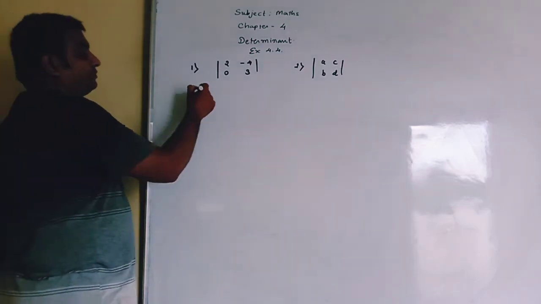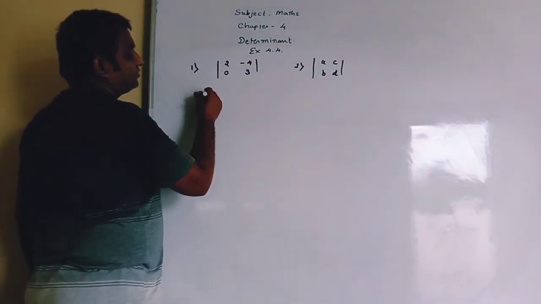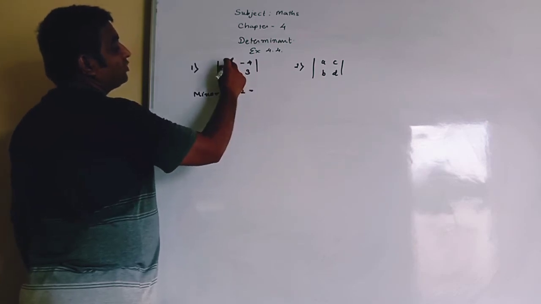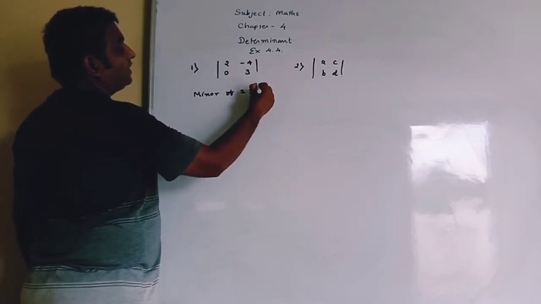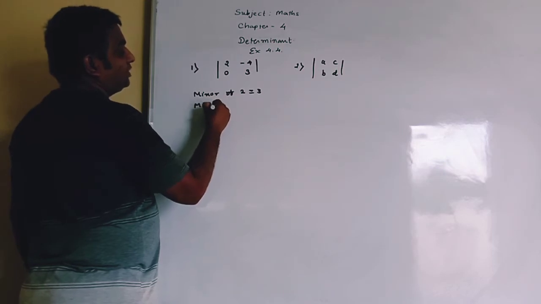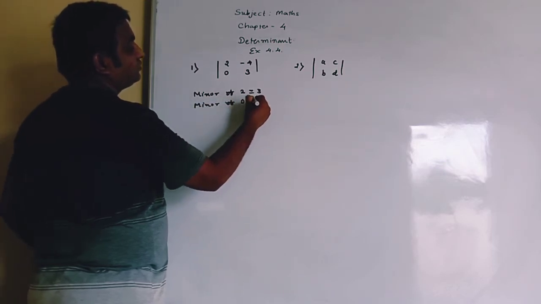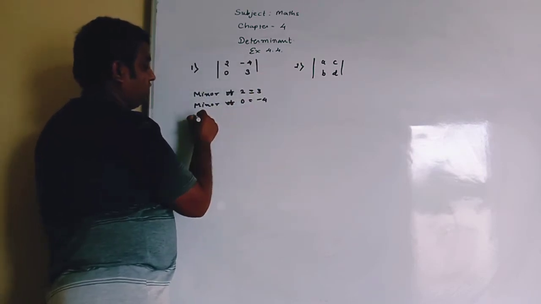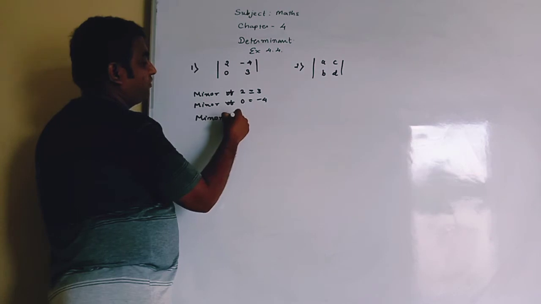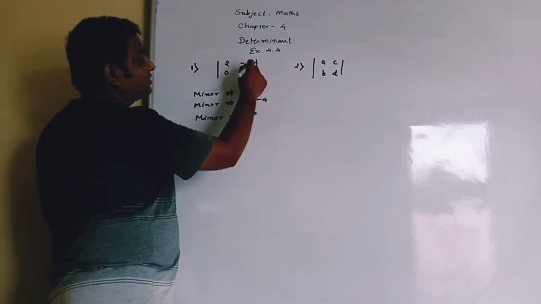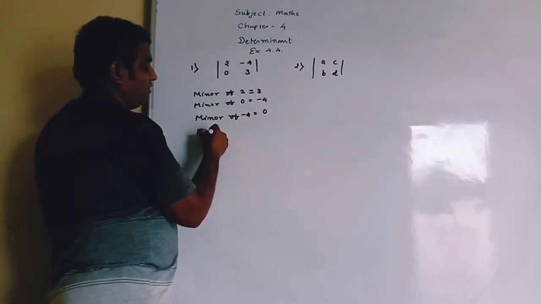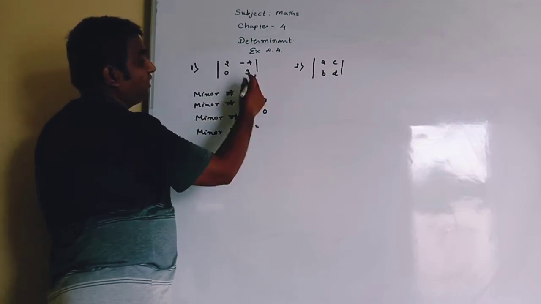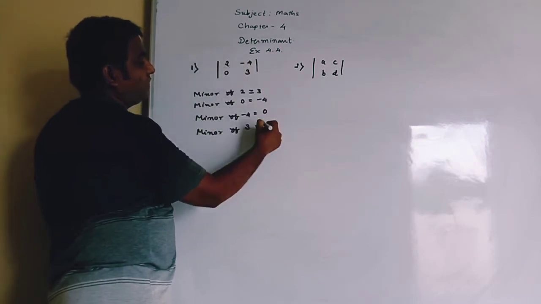So the minor of 2: removing the row and column containing 2, it is 3. Minor of 0: removing the row and column containing 0, it is minus 4. Minor of minus 4 is 0, and minor of 3: removing the row and column containing 3, it is 2.